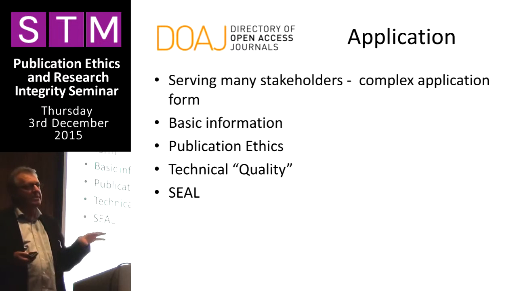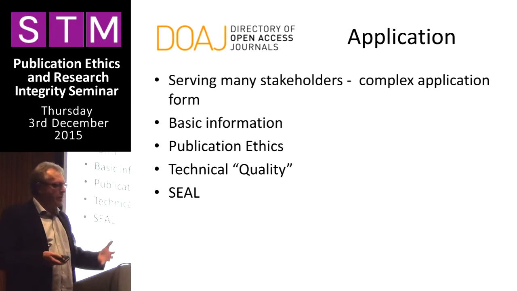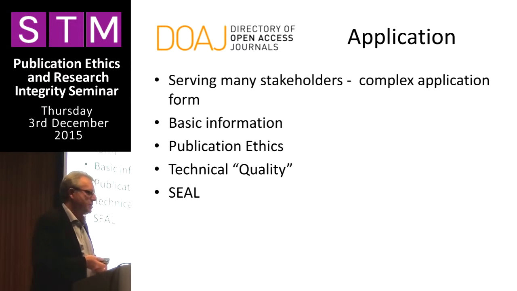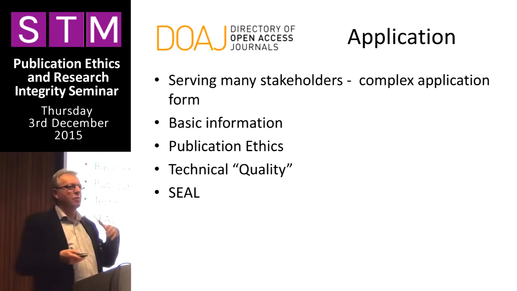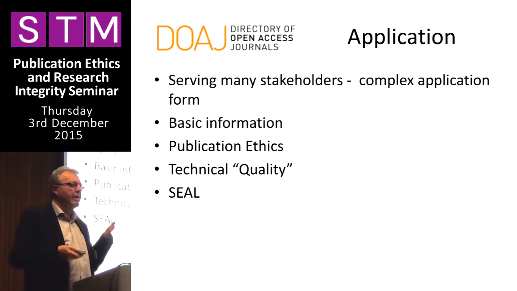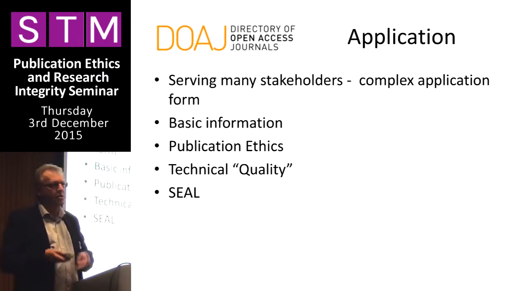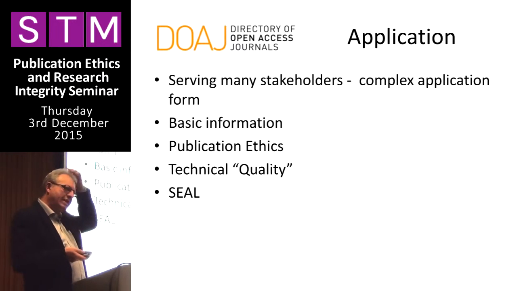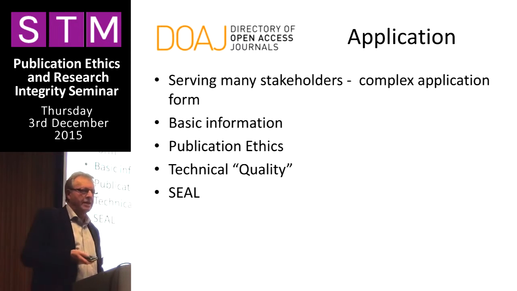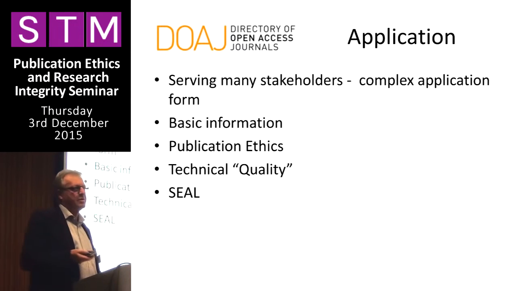So we are serving many stakeholders nowadays, which means that our criteria, our application form, has become very complex. Of course, we are not only dealing with the issues around publication ethics, we have to provide basic information as well, and what we call information about the technical quality of the journal, licensing issues, rights issues, dissemination issues, and so forth. So it has developed into a long list of criteria. And as a special thing, we have what we call the DOAJ seal. We are not into ranking, but we would like to promote what we call best publishing practice, and I'll come back to that.